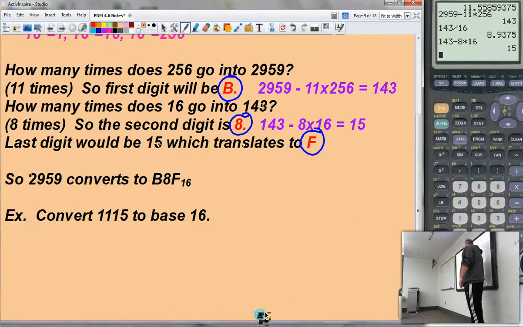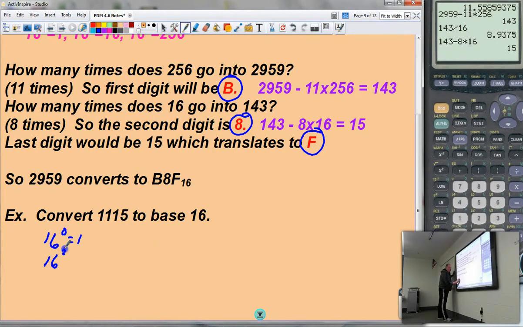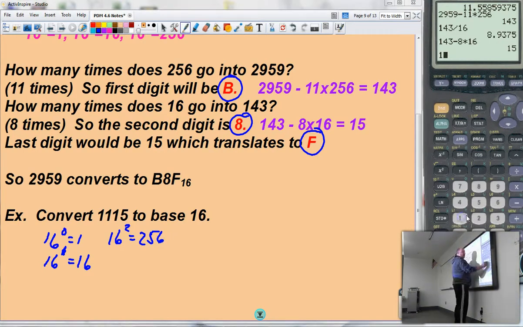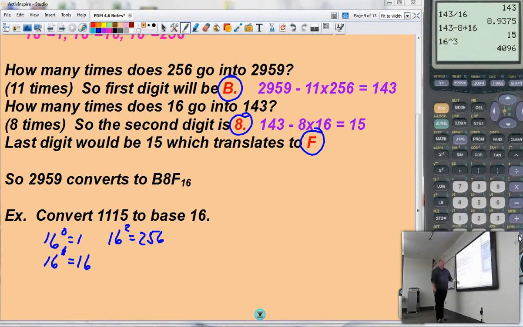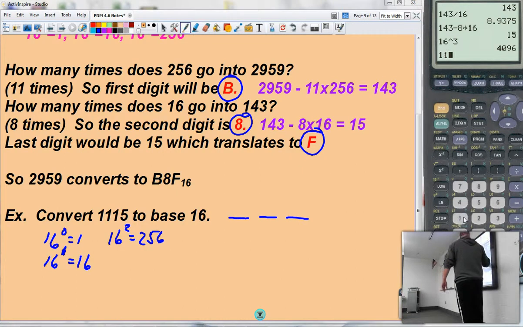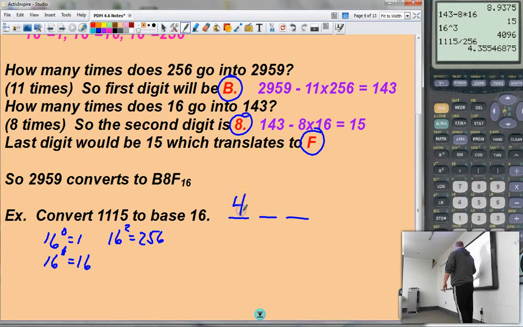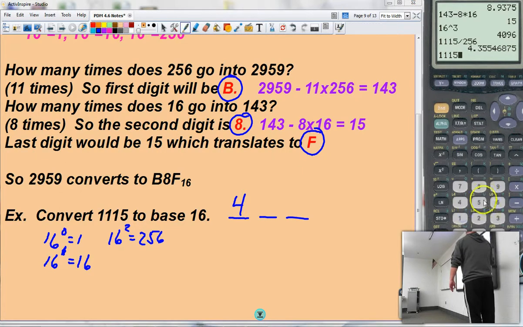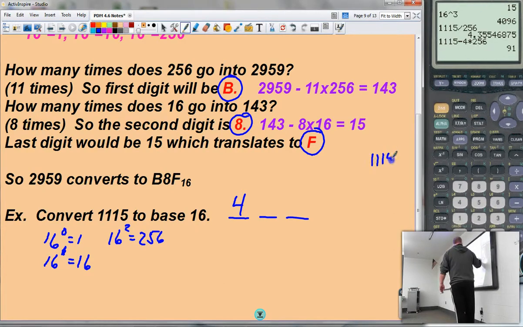And again, for time purposes, I'm going to go ahead and just do this. Our powers of 16: 16 to the 0 is 1, 16 to the first is 16, 16 squared is 256, and just for the heck of it, 16 to the third is 4,096, which is way too high. So here, I only have to start at 256. Because there are 3 powers, I know I have a 3-digit answer. So for the first digit, I take 1115 divided by 256, and I see that 256 goes in 4 times. So my first number is 4. Take 1115 minus 4 times 256, and I see I have 91 remaining.